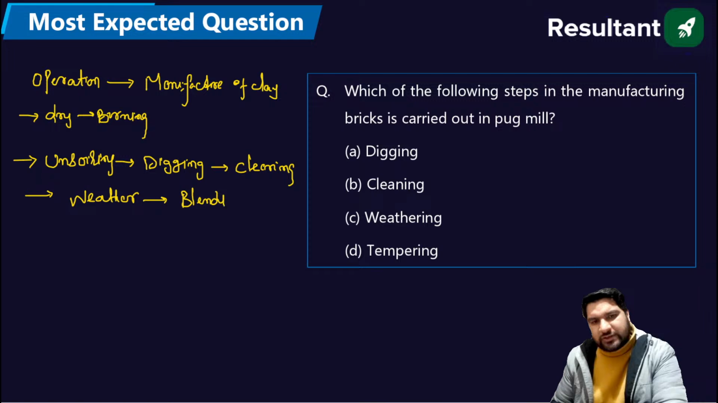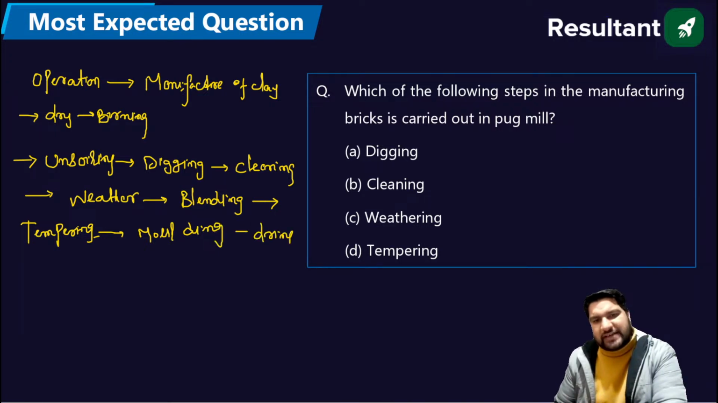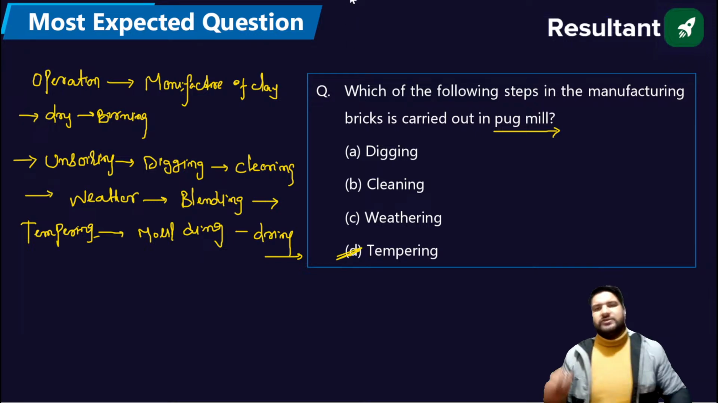He can ask you the order also. After the blending, you'll go with the tempering of the clay. After tempering, you'll go with the molding. And after the molding, there is the drying of the brick. So these are the manufacture process of the brick. So this pug mill is used in case of the tempering. Okay, guys. Next question for you.